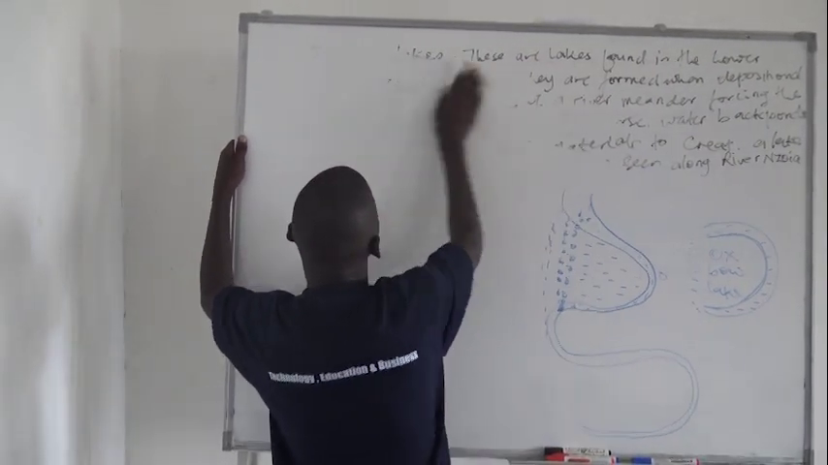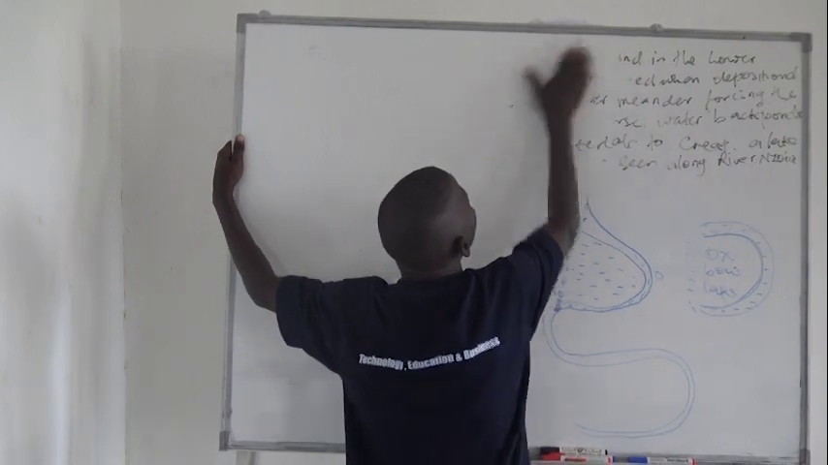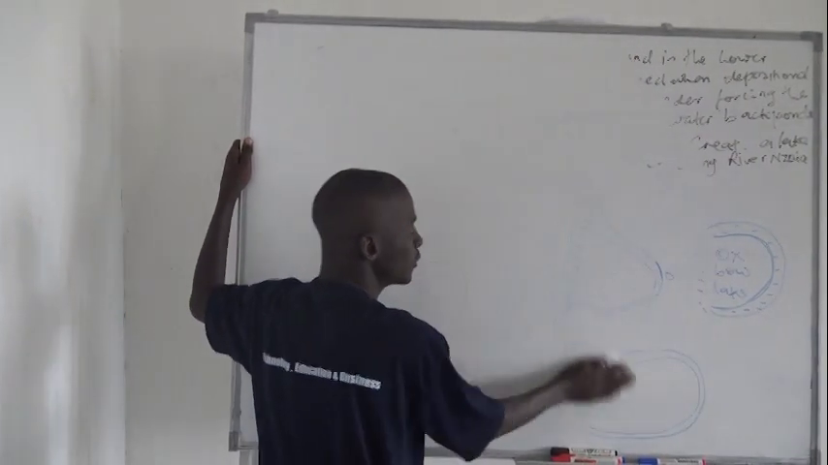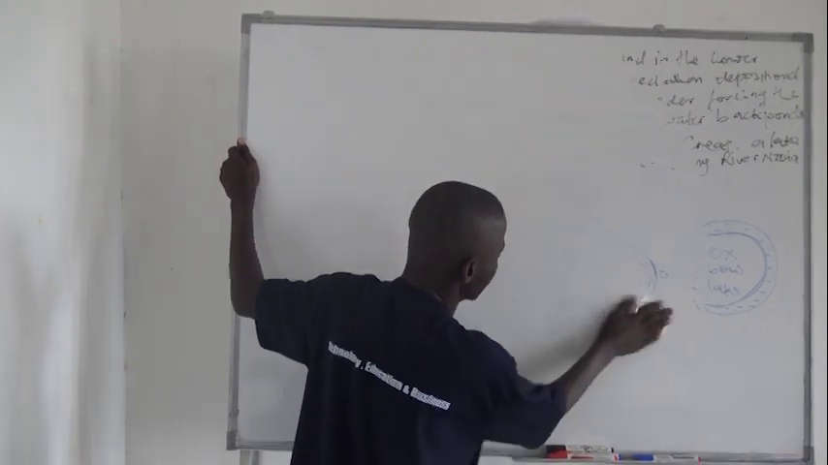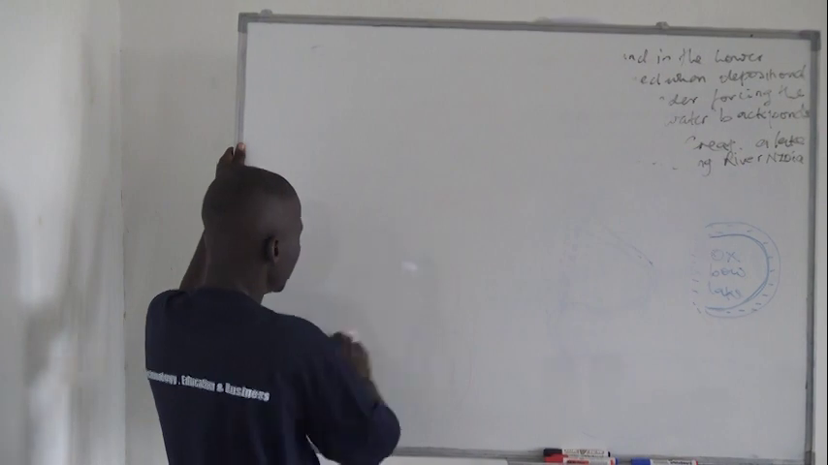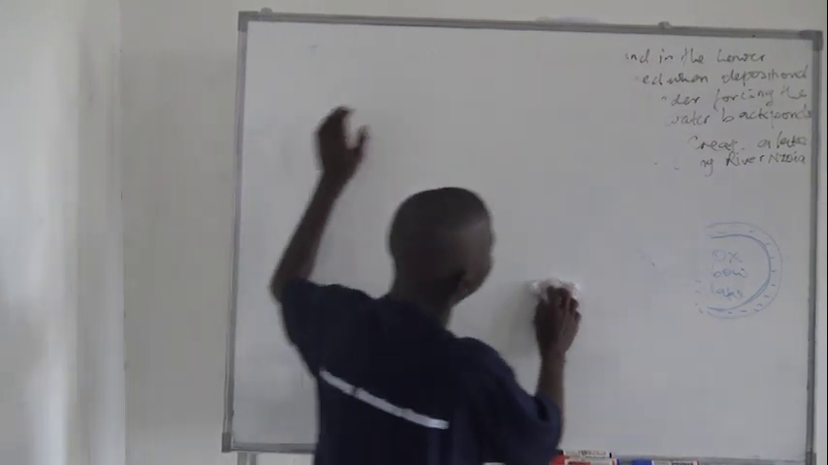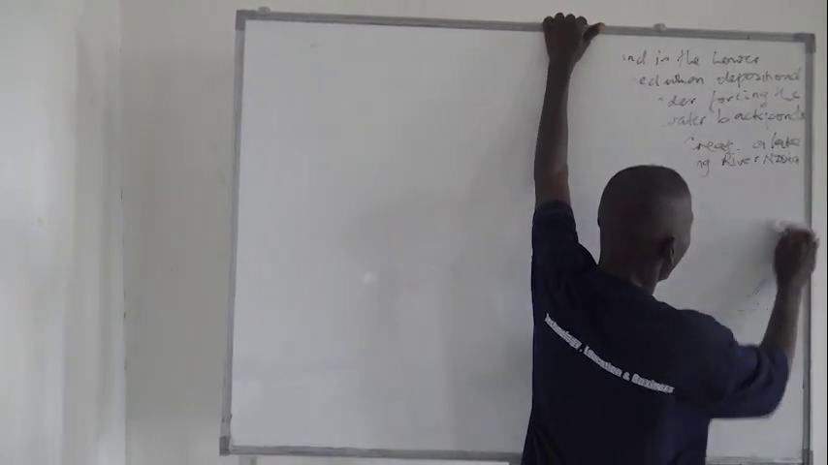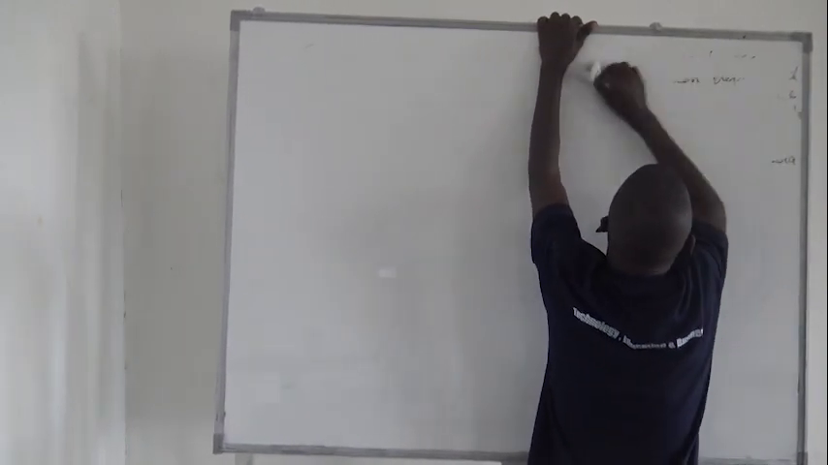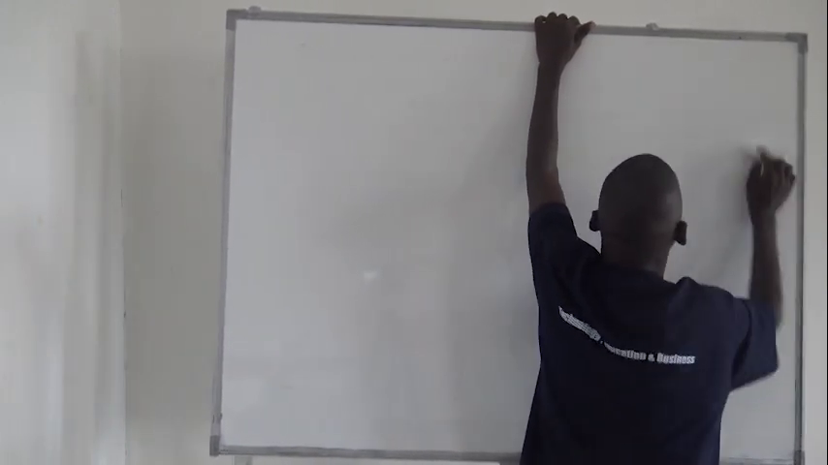Another type of lake we are going to talk about is called man-made lakes. Did you know that because of various man's activities, lakes have been formed? There are some lakes that have been formed because of man's activities onto the earth crust.